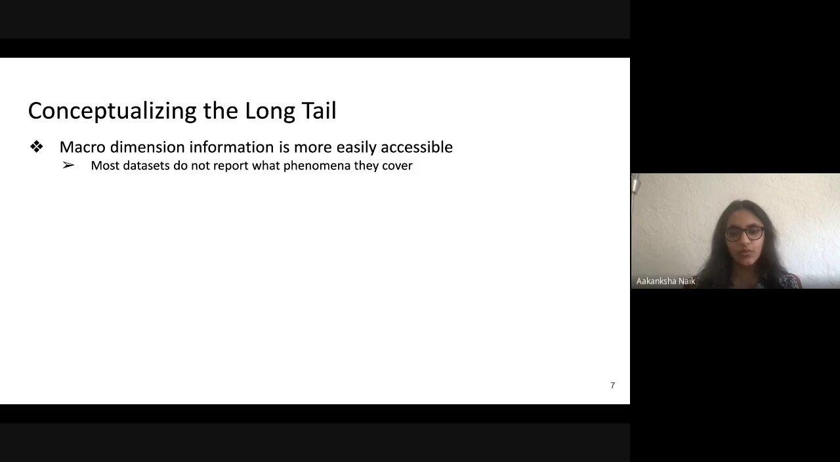On the other hand, most datasets do not really report a laundry list of what linguistic phenomena they have covered. And so the micro level information is much less accessible, even though these days we are seeing more of an emergence of datasets which release a few examples from the dev set and test set annotated with different linguistic phenomena. That is still not a very mainstream thing to do.